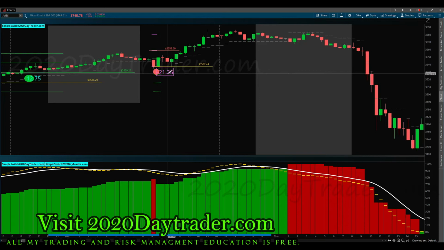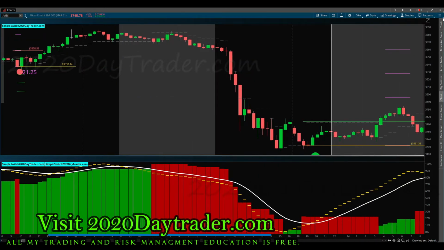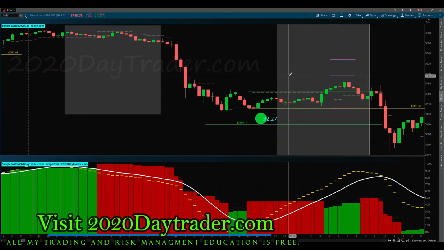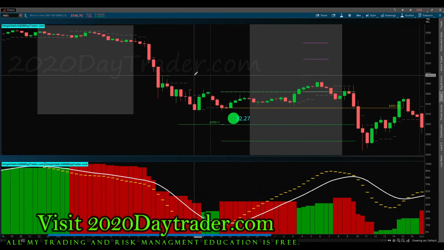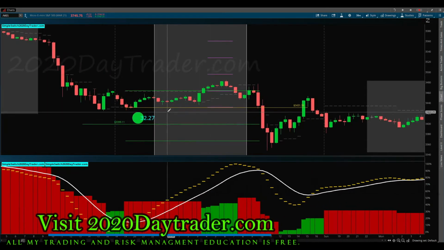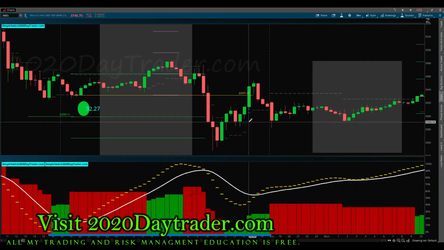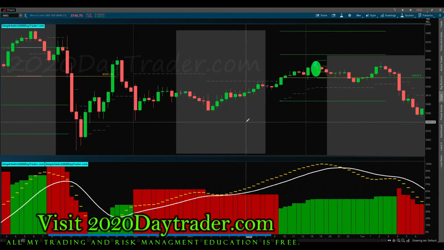Here we have a loss of $21.25. And then, yes, you're going to see a lot of times our losers are quite large compared to our winners, but it all works out in the end. So here we have a 32.27 win on this short. And again, overnight, and then woke up to a nice gain there.